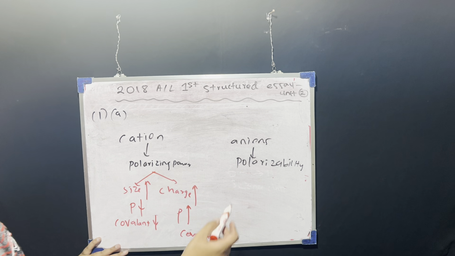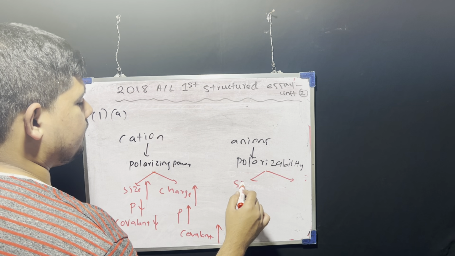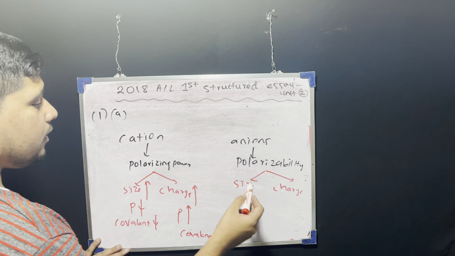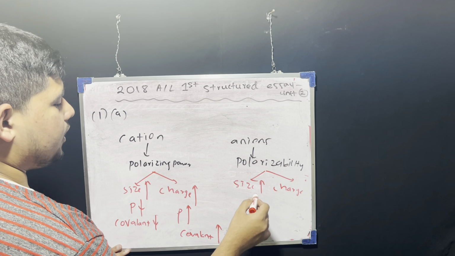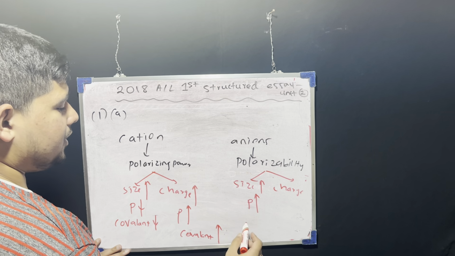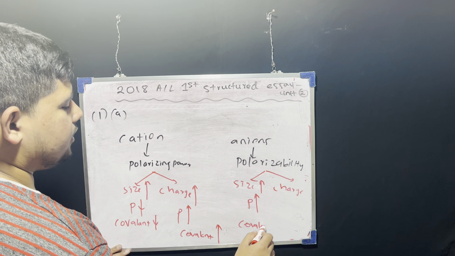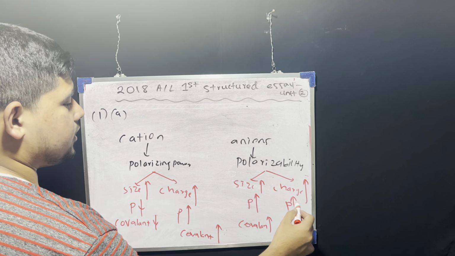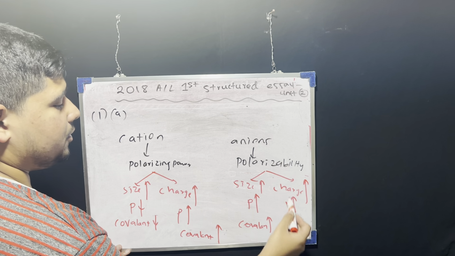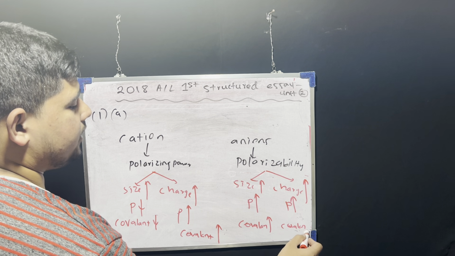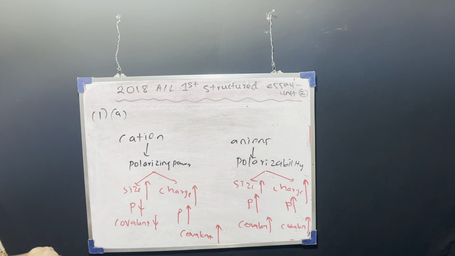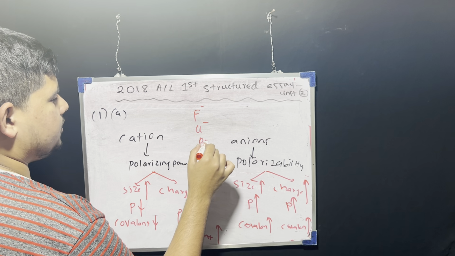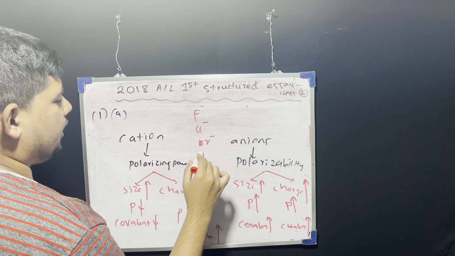Likewise, if we consider polarizability, it also depends on size and charge. When size increases, polarizability increases. When polarizability increases, covalent nature increases. Likewise, when charge increases, polarizability also increases. When the polarizability increases, what happens to covalent nature? Covalent nature also increases.